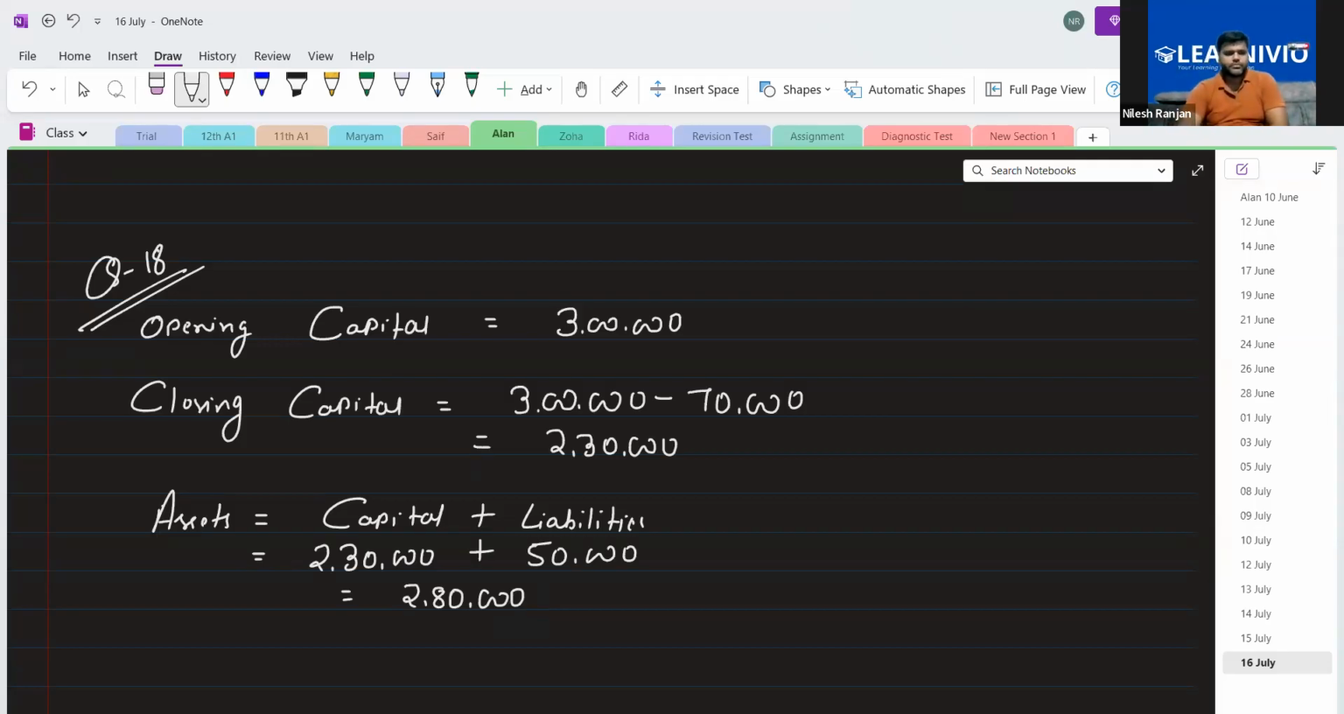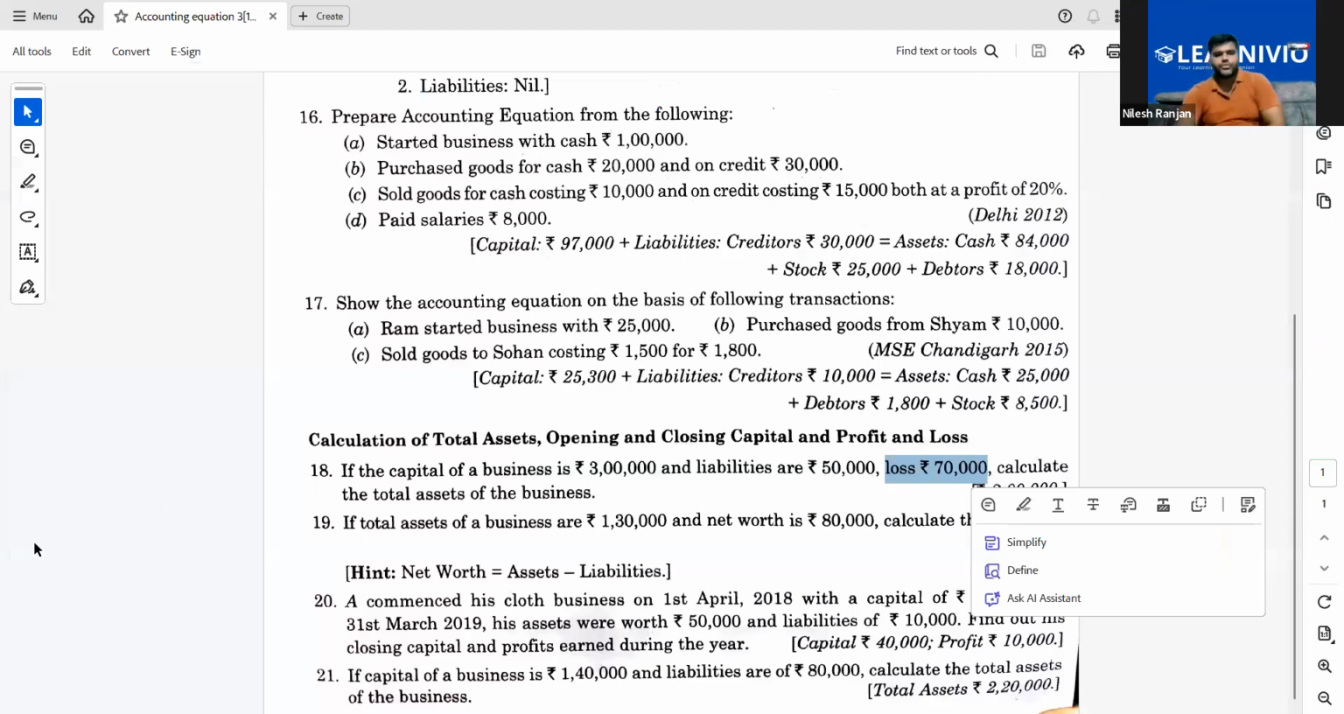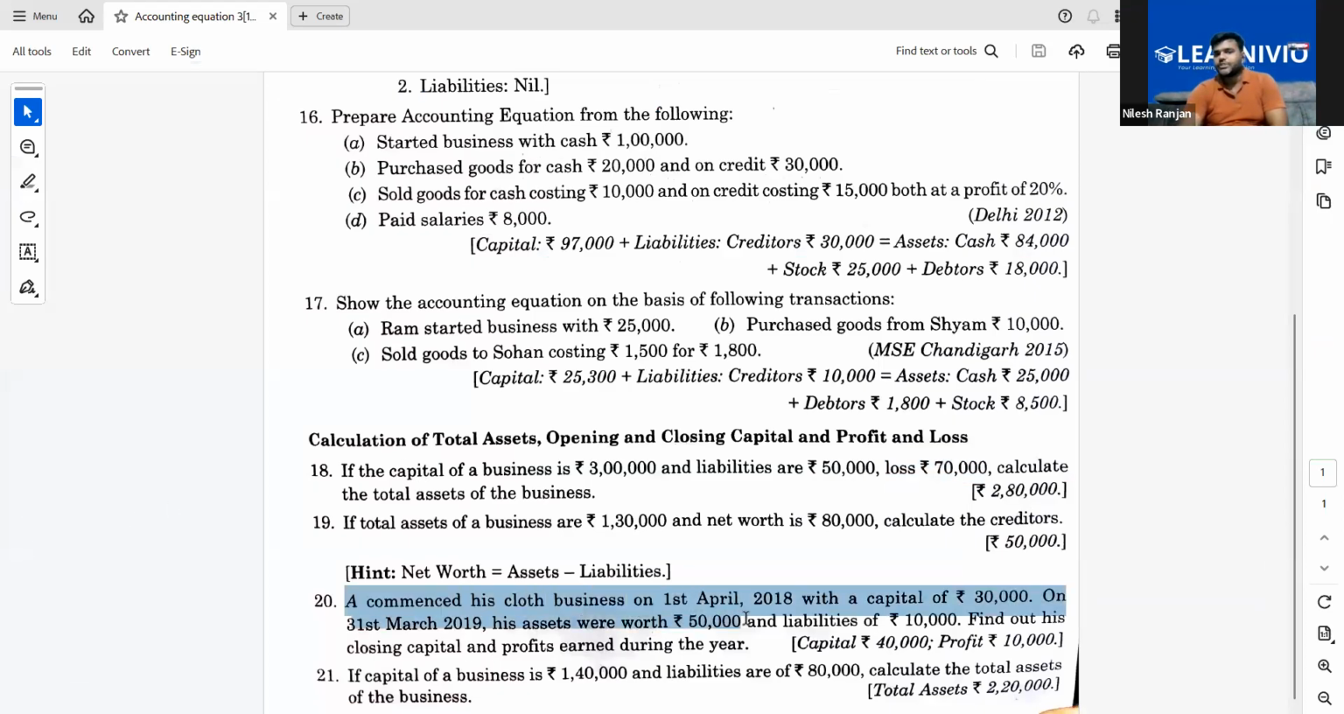This is a simple question. In the same way, all the questions are given here. Like A commenced his cloth business on 1st April 2018 with a capital of 30,000. So this is opening capital. It is clearly mentioned that he has started the business with this capital.